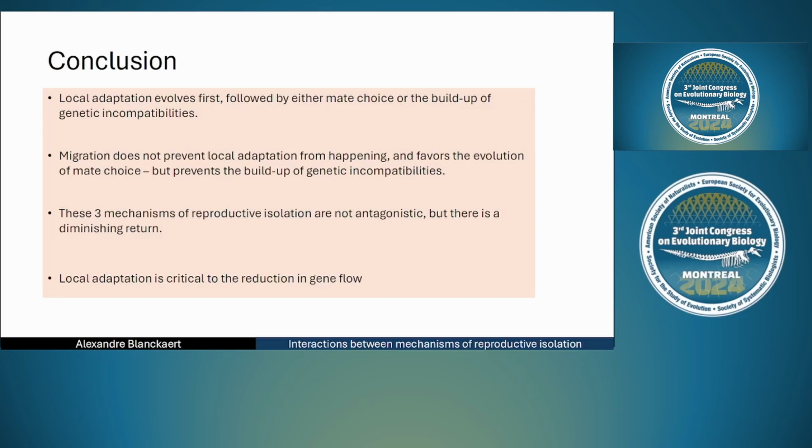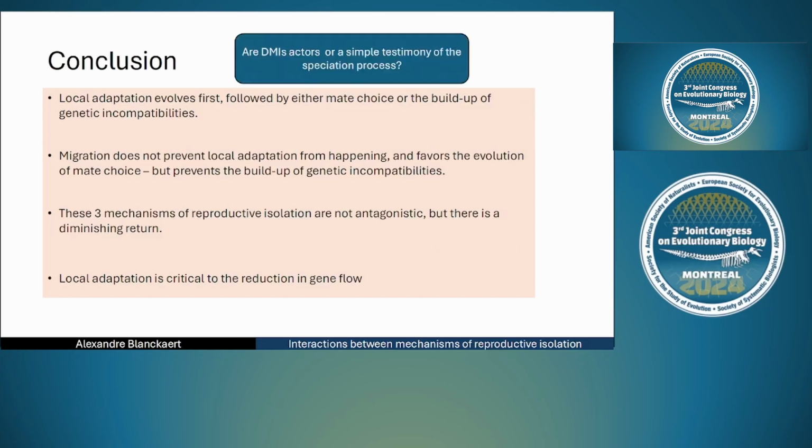We have seen the third one is that the different barriers act together, but there is a bit of diminishing return. And finally, we have seen the main thing that seems to matter a lot here is local adaptation driving the system. And in all of this result, it raises questions like, are the DMIs really actors in the speciation process, especially when there is migration, or are they a simple testimony of the speciation progress having happened?